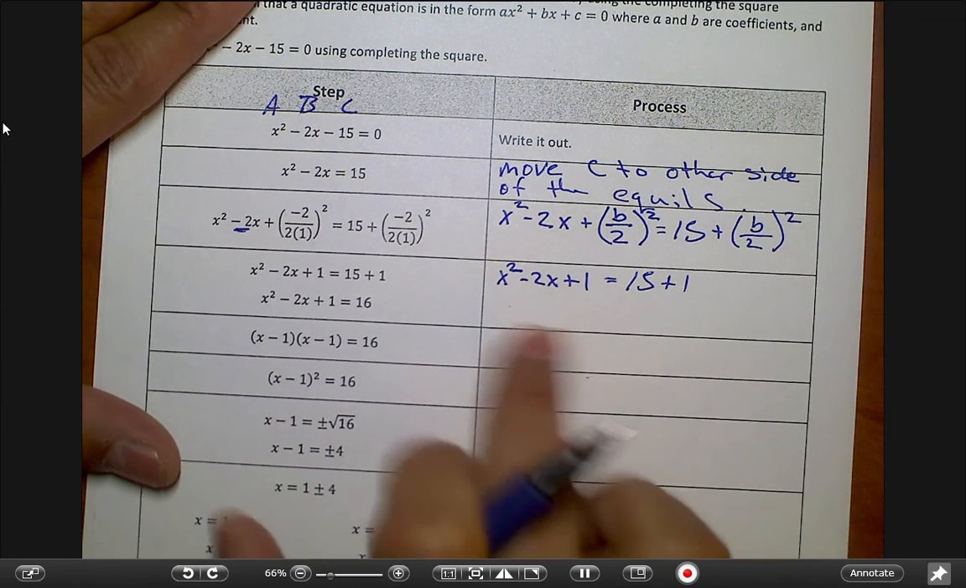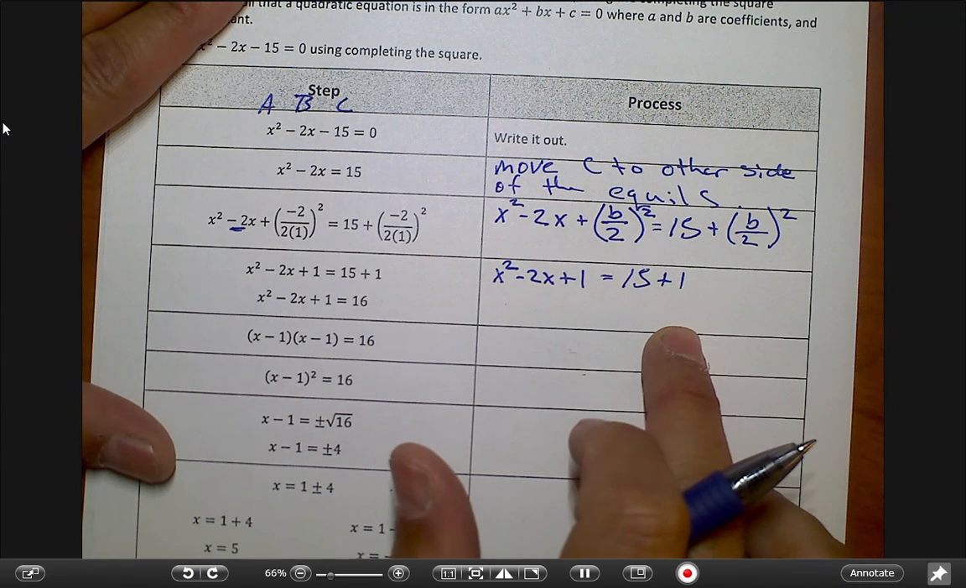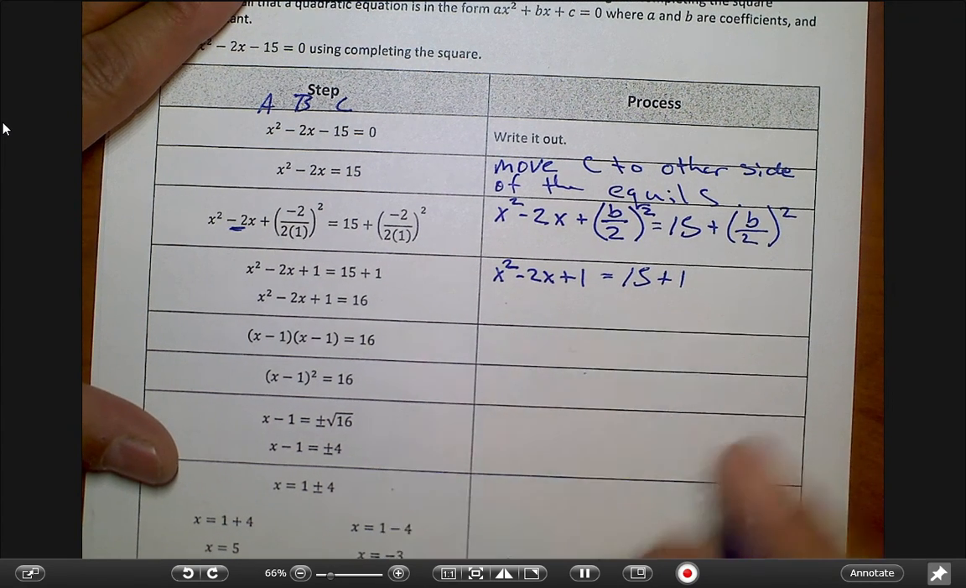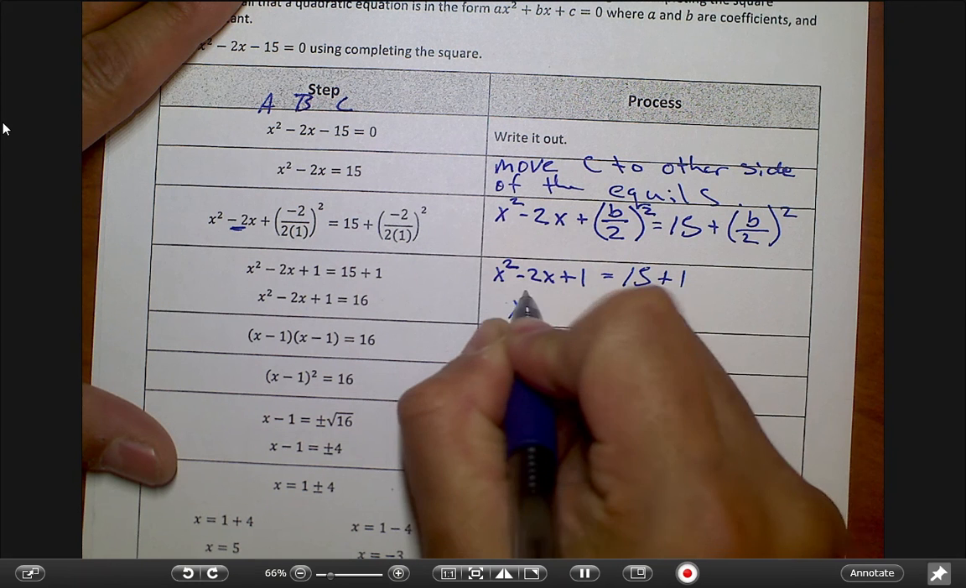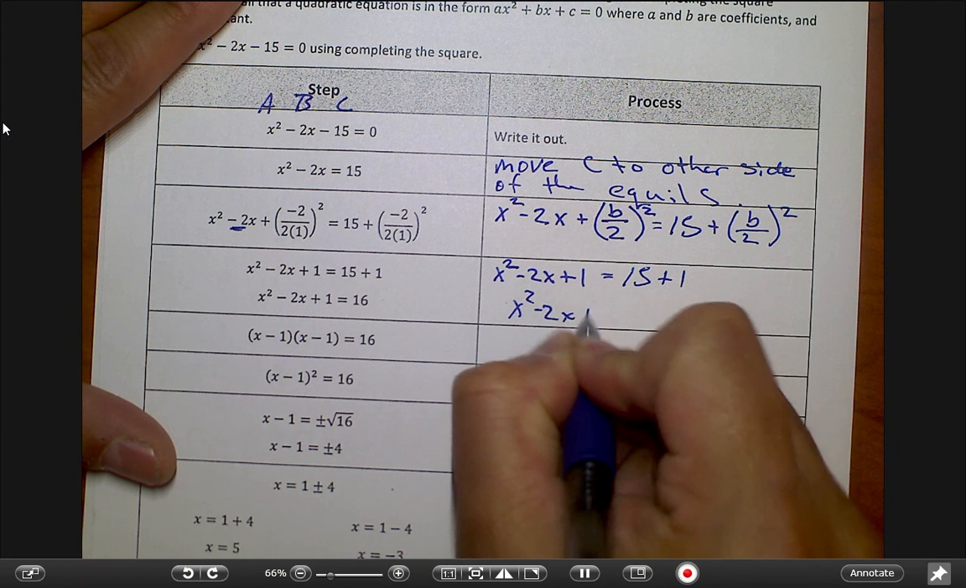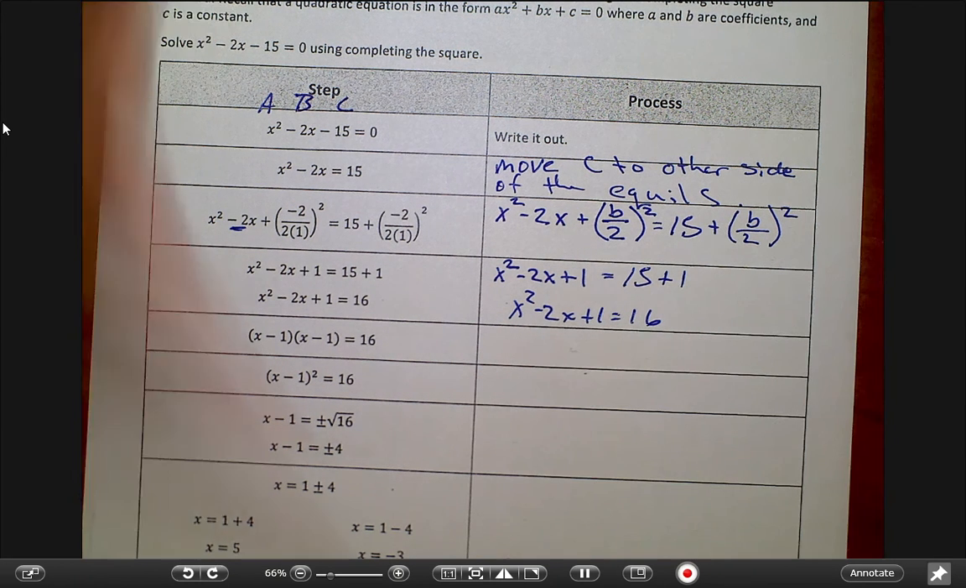All right, so now I'm going to rewrite by combining terms. So I have my x squared minus 2x plus 1 equals 16.